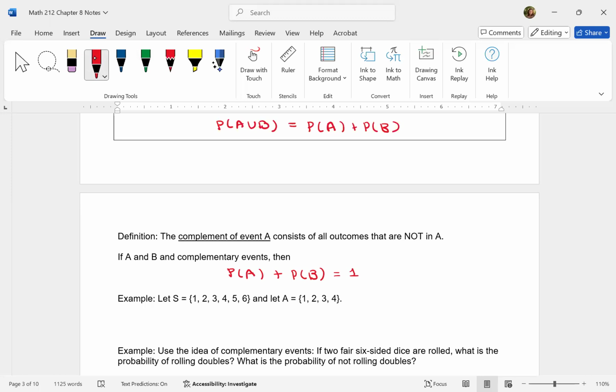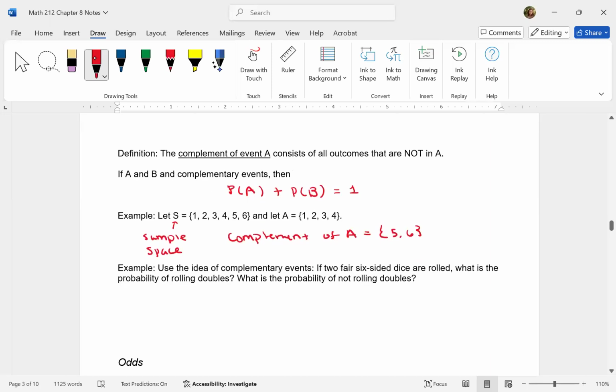All right, so for example here, S is a common notation used for sample space. So when they label that S, they're saying the sample space is 1 through 6, and let the event A be 1, 2, 3, 4. So the complement of A is 5 and 6. And the probability of A would be 4 out of 6, where the probability of its complement is 2 out of 6. Adding those together would give us 6 out of 6.